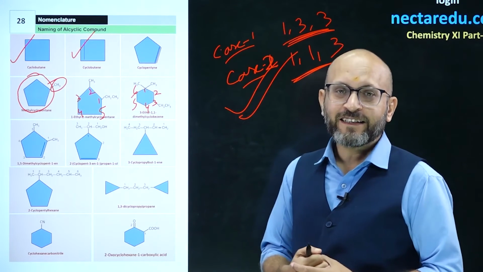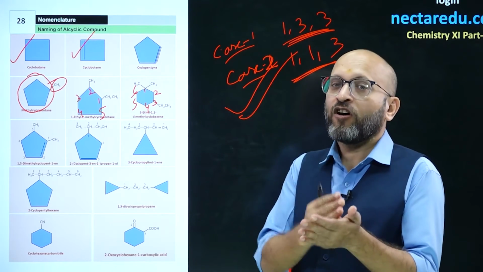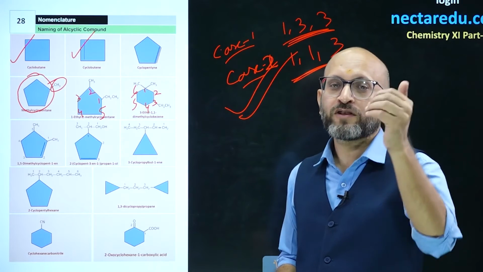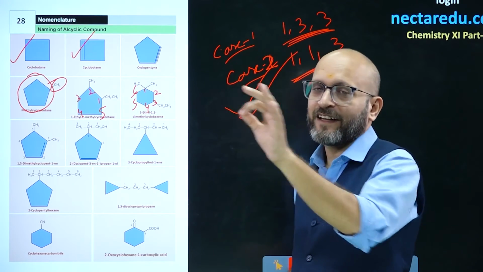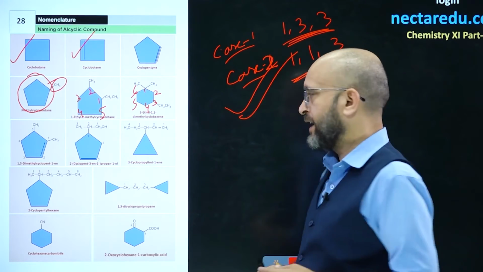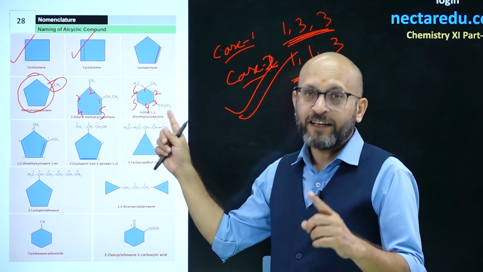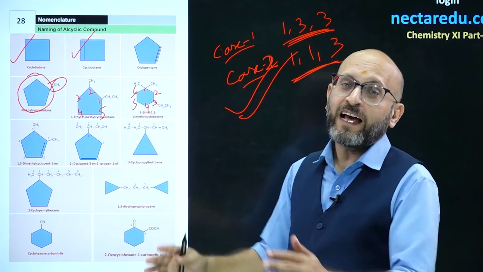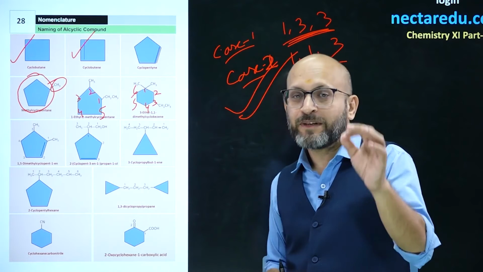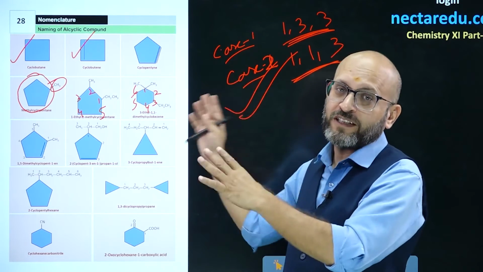Now, while writing the name, we will always write prefixes or side chain names in alphabetical order. We do not bother about positions. We always write the name in alphabetical order for more than one side chain. So here the name starts with ethyl. So 3-ethyl, 1,1-dimethyl, and how many carbons do we have? 6. So the name is cyclohexane. So 3-ethyl-1,1-dimethylcyclohexane is the name for this compound.